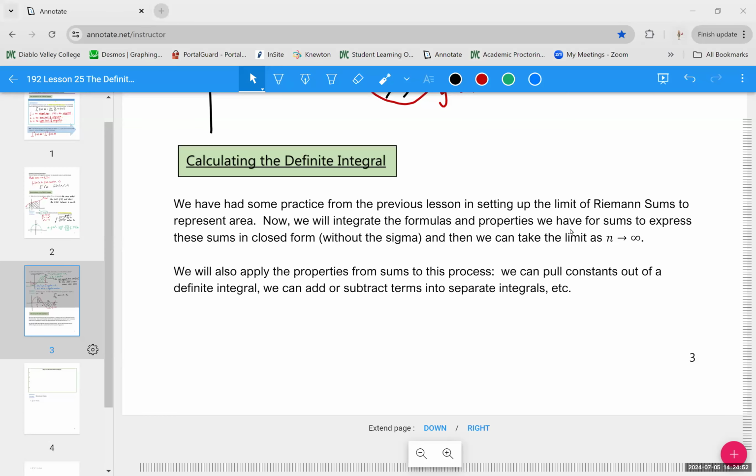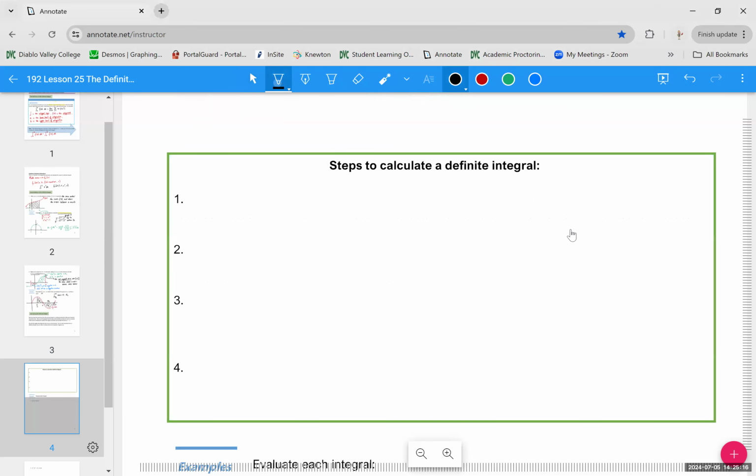All right, so now that we've defined the integral and we've talked about what it stands for, we're going to do the actual calculation of the definite integral. We had some practice in the last lesson setting up those Riemann sums. Now we're going to go through the whole process of plugging in the formulas for the sigmas so that we can take the limit. So let's write down our steps first, and then we will do it.